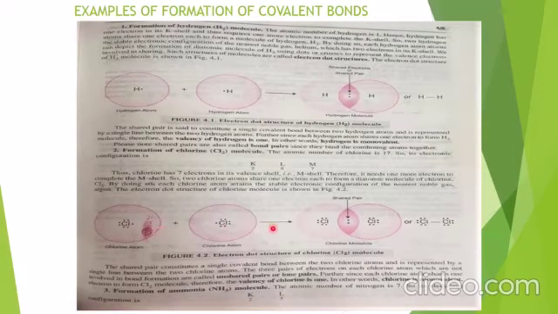Now how will they share? This one electron pair will be shared by both the chlorine atoms, and as a single electron pair is shared, there will be a formation of a single bond. So the shared pair constitutes a single covalent bond between the two chlorine atoms and is represented by a single line between the two chlorine atoms.